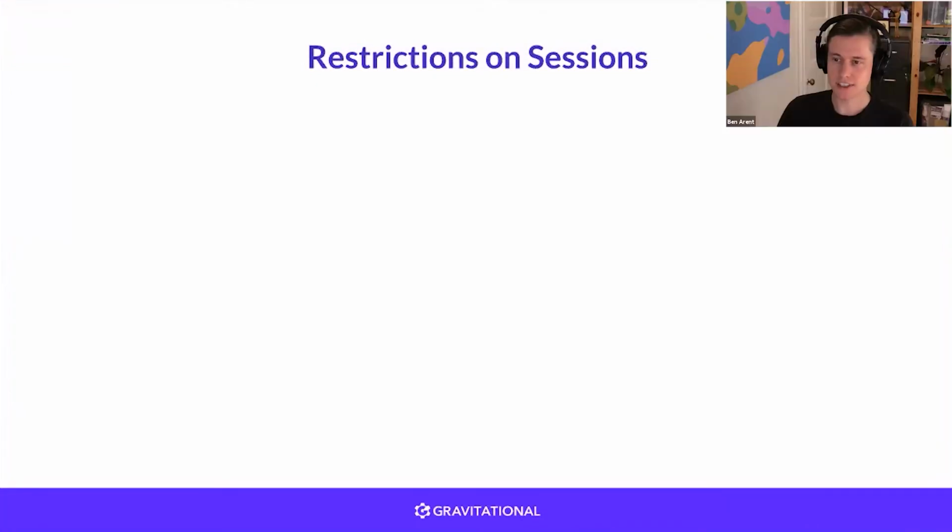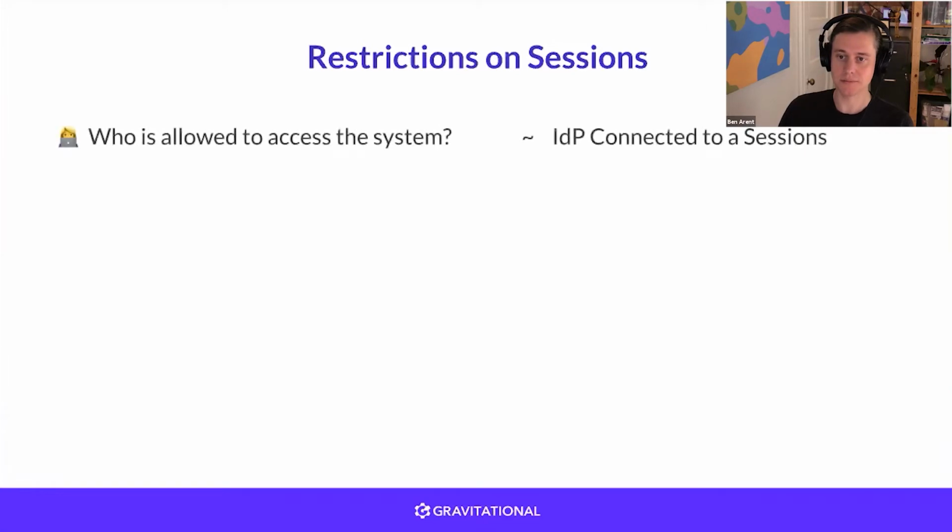Yeah, so I have restrictions on sessions, and I'm going to go through, I think I have 10 points here, starting with the use case. So you start off with who is allowed to access the system. And so for Teleport, we put in an IDP. This can be a SAML connector or OIDC. We also connect with Okta or Active Directory. And so you link people's identities to Teleport's identities, which links to sessions.